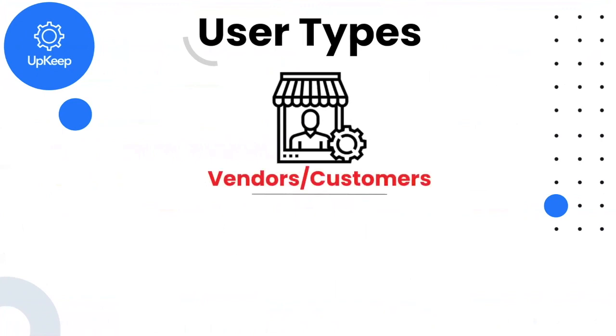Now finally, we have vendors and customers. Vendors and customers are not actual UpKeep users that can sign in. This is for internal assignment and quick reference. As an example, you can create a vendor if you have a vendor that you commonly contract work out to, and you can keep track of who is doing what and the current status of that work order.